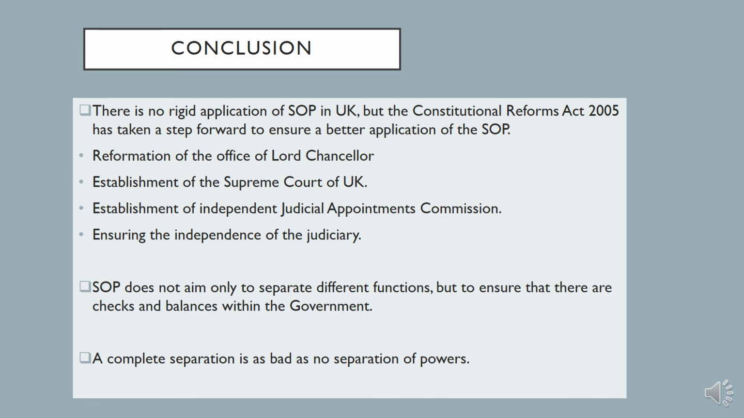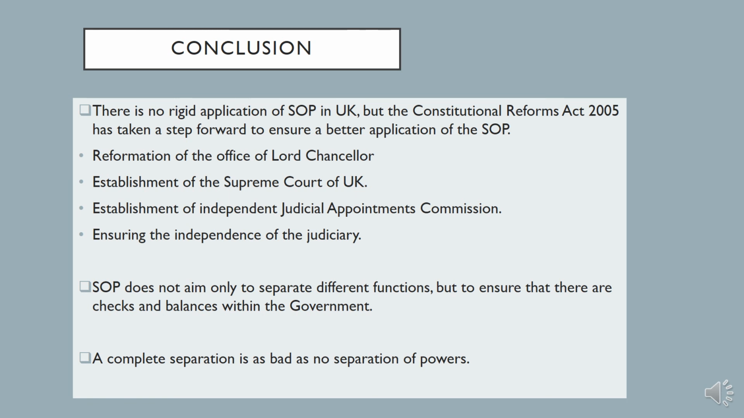In conclusion, we can say that there is no rigid application of separation of powers in the United Kingdom, but the Constitutional Reforms Act 2005 has taken a step forward to ensure a better application of this principle. Reformation of the Office of Lord Chancellor, establishment of Supreme Court of UK, establishment of Independent Judicial Appointments Commission, and ensuring the independence of the judiciary are some of the steps taken by the Constitutional Reforms Act 2005 to ensure the application of separation of powers doctrine.